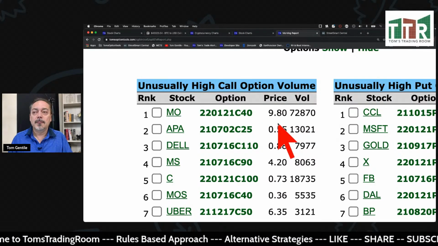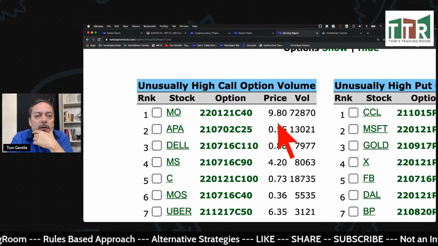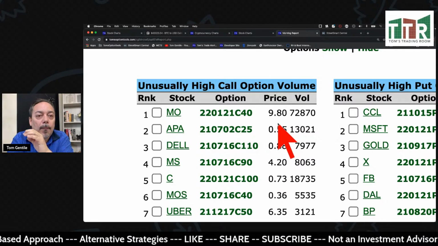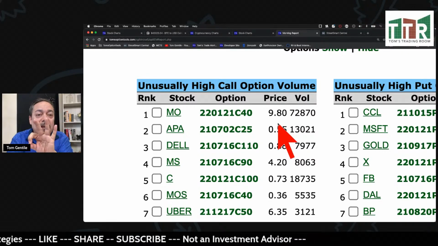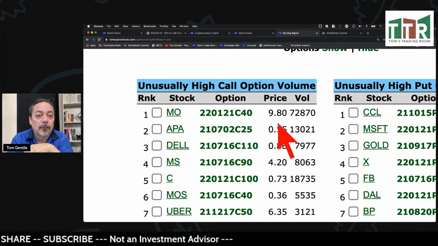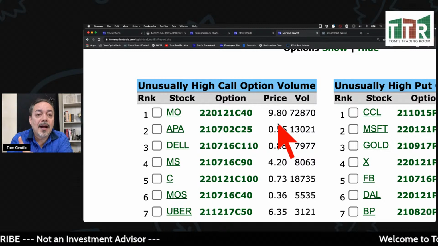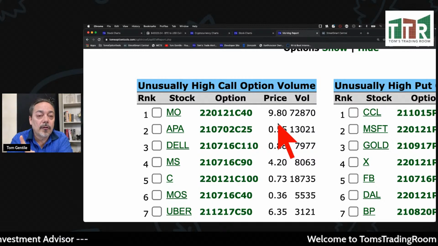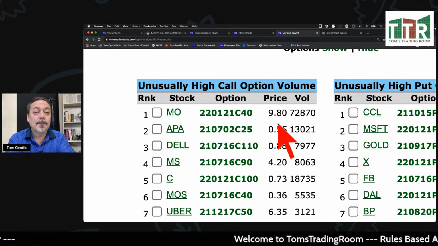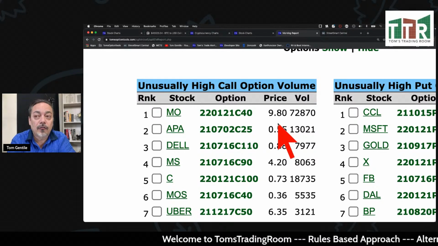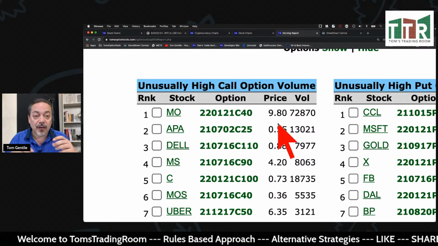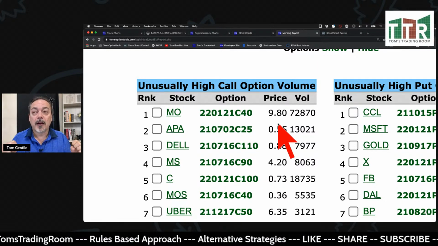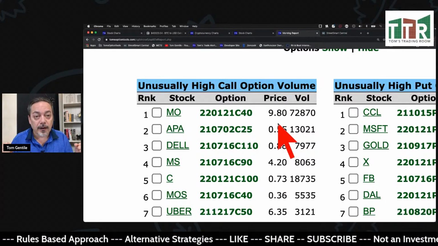And you might look at that and say, well, how do I know whether those calls were bought or sold? Because there are three things going on here with these calls. Somebody's buying them because they think the stock's going up. Somebody's selling them because they think the stock is staying where it is or going down. Or somebody's selling them against a position of stock they hold, therefore creating the covered call trade.